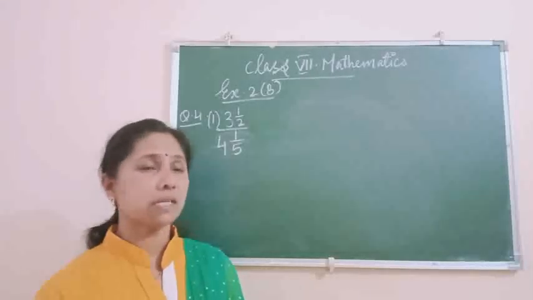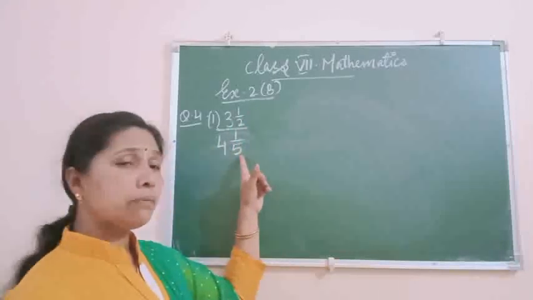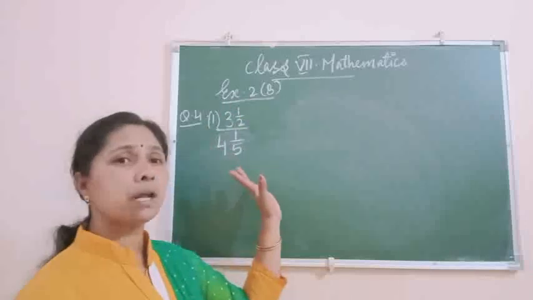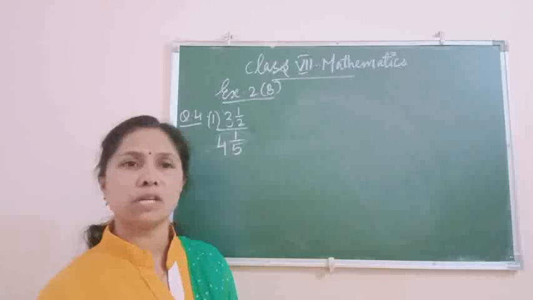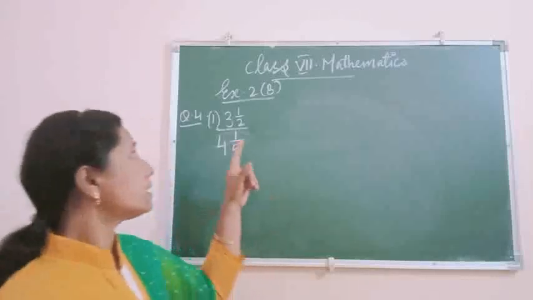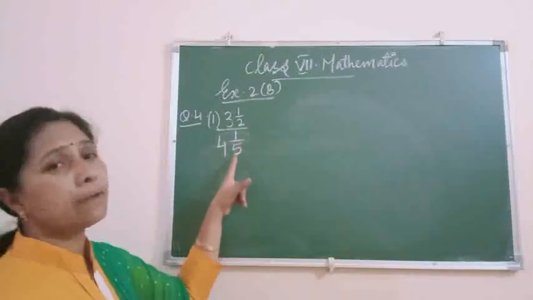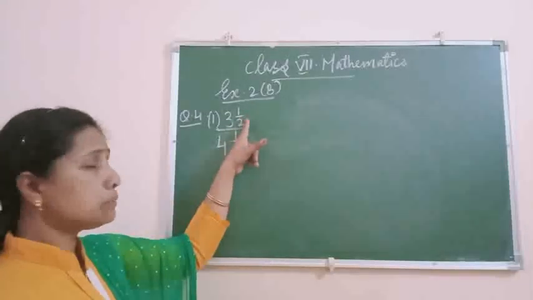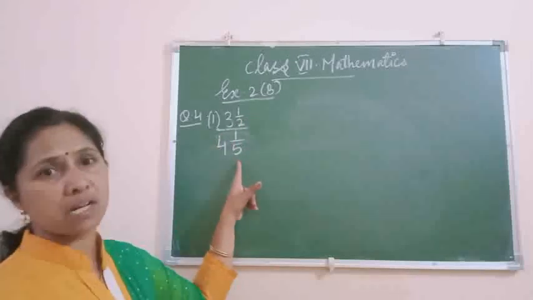In a complex fraction, the numerator may be a fraction, or the denominator may be a fraction, or both numerator and denominator may be fractions. That type of fraction is called a complex fraction. And here I have written one question, 3 1/2 upon 4 1/5. Here the numerator is a mixed fraction and the denominator is also a mixed fraction.